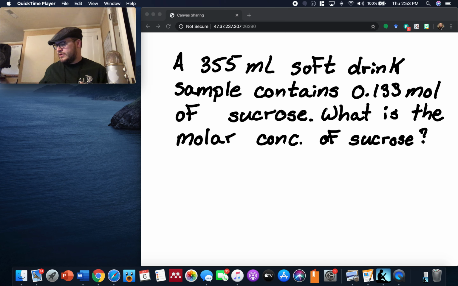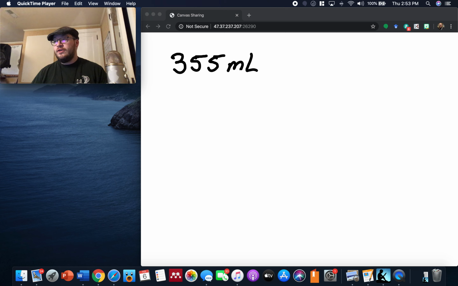It's pretty straightforward. We approach all these problems the same way. We want to start with where we start, which is 355 milliliters. That is my starting volume of soft drink. I've got 355 milliliters. That's my beginning volume. And then I want to take that beginning volume and get to something a little bit more useful. In this case, we're talking about moles per liter. So I need to get this in liters.